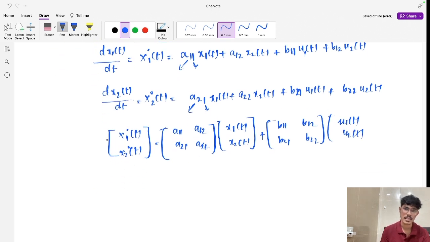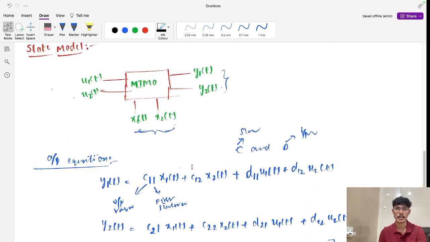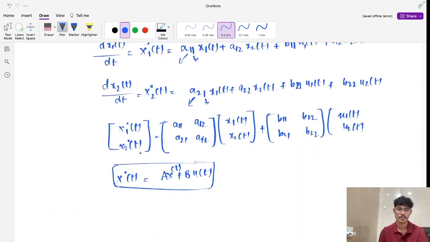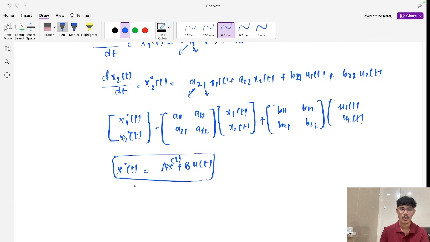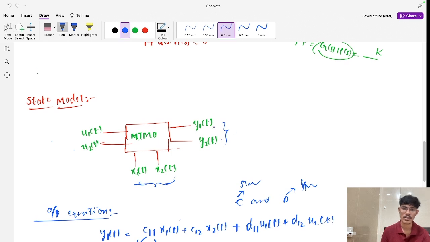I can consider this equation as x dot of t equals A into x of t plus B into u of t. This is the equation for the state equation of the multiple input and multiple output system. I hope you all understand this video on finding the state equation and the output equation of the multiple input and multiple output system. We can solve a problem in the next video.